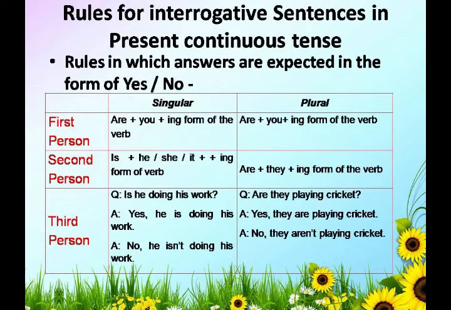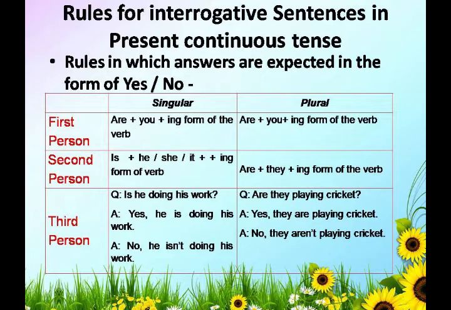Now comes the rule for interrogative sentences in present continuous tense. I told you earlier, interrogative sentences are of two types: when you expect the answer in the form of yes or no, or when you give a proper answer. Remember the rule: with are we use you, with is we use he, she, it, and we use the helping verb in front. When we use a helping verb at the start, we expect the answer in the form of yes or no.